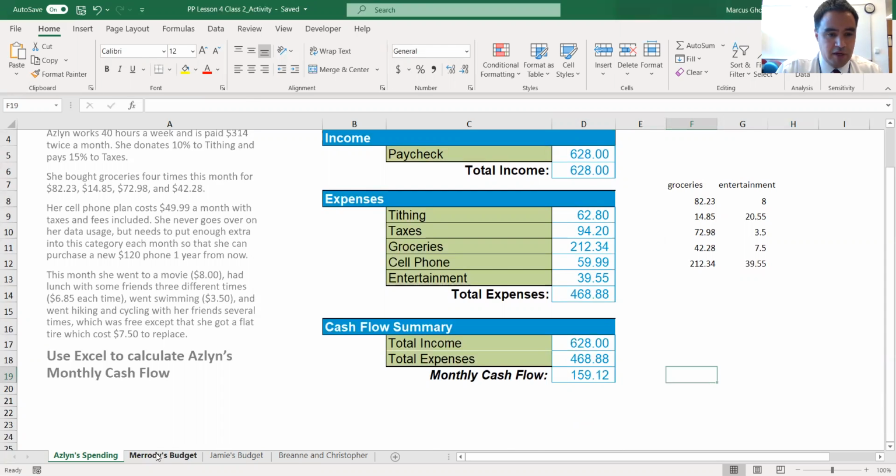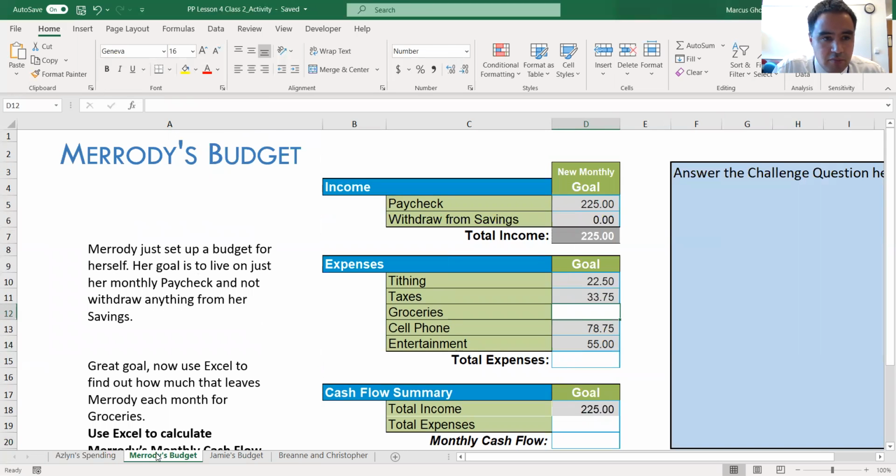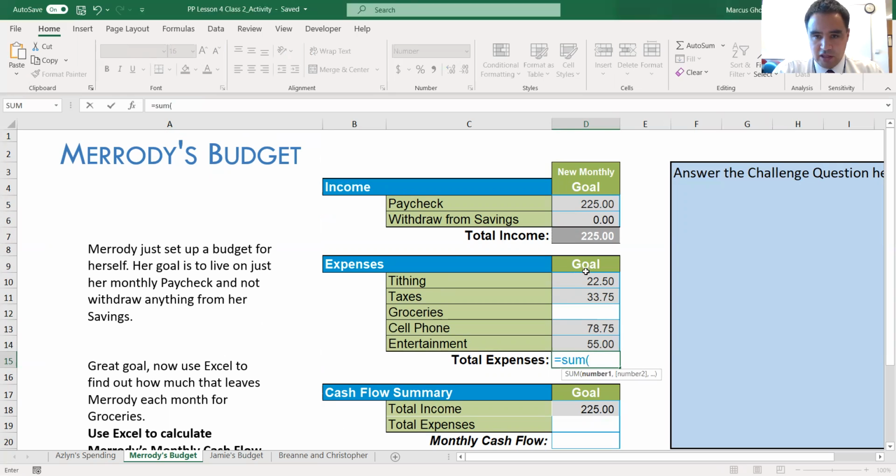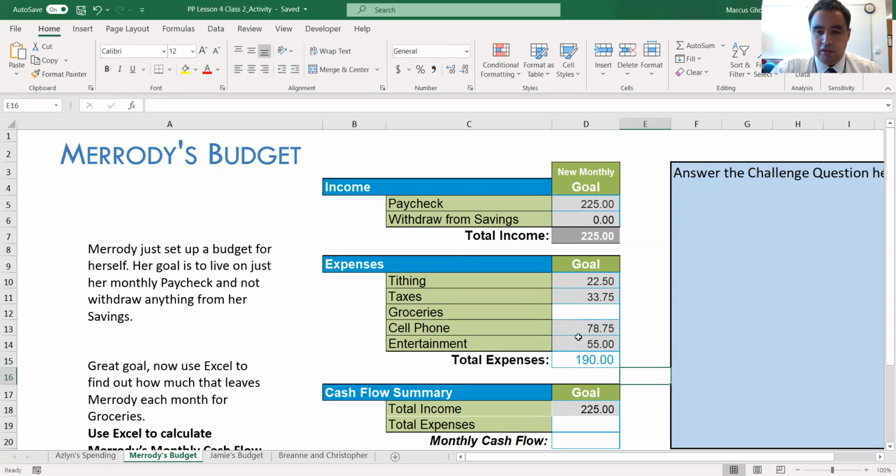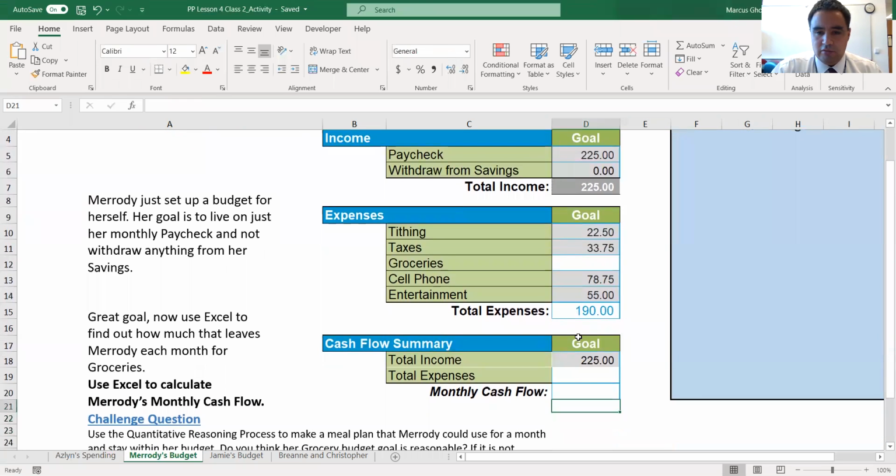All right, let's take a look at Merity's budget. Merity just set up a budget for her. She's trying to figure things out. She doesn't want to withdraw from savings. Let's start filling out this sum. Let's add all of her expenses together. And then her expenses equals whatever content is in that cell. The cash flow is the difference between that and that.